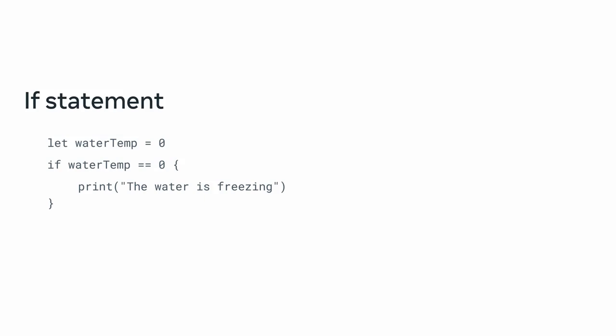If this condition is satisfied or true, then the code block inside the curly braces is executed. In this example, it's a print function to print the text, "The water is freezing." Since this condition is true, the print function is executed and outputted to the screen.